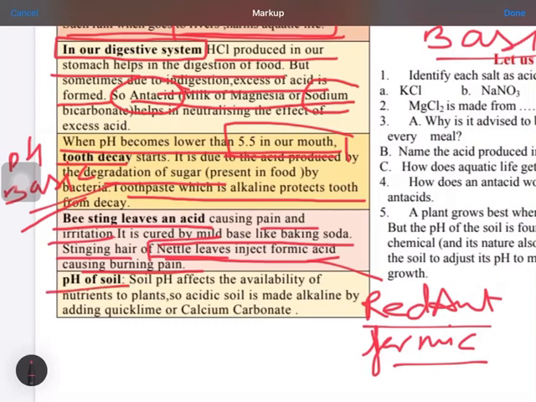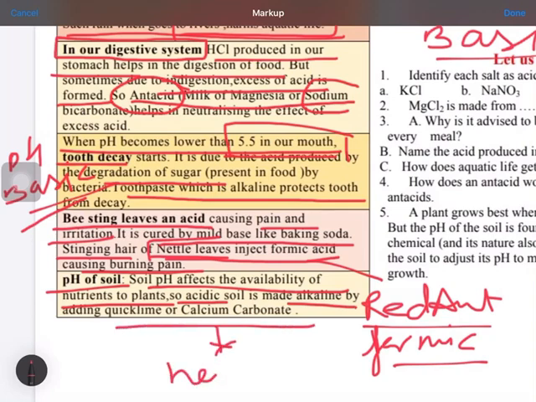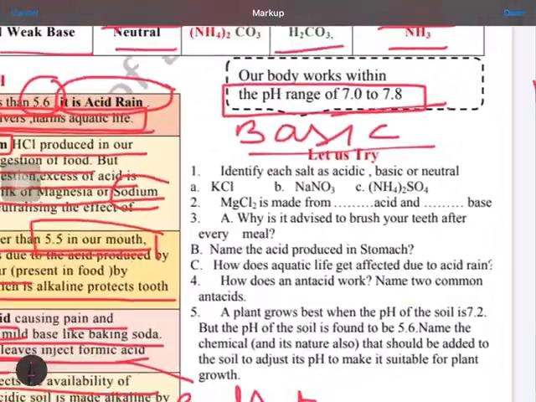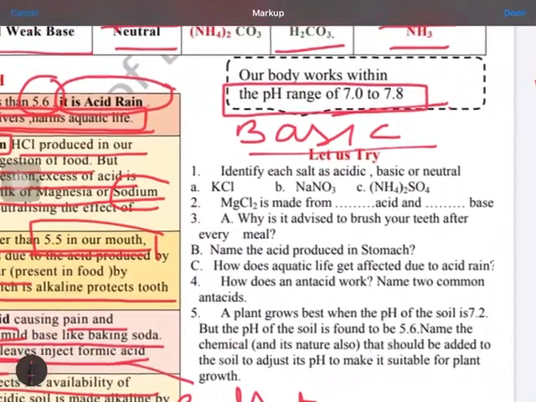pH of soil. As we have studied earlier, the acid rain pH affects the availability of nutrients to the plant. The more acidic the soil, the more harmful, and the more alkaline, it is also harmful. So if the soil is acidic, we can add alkaline substances like quicklime or calcium carbonate to make it neutral. That's why whenever there is acid rain, we have to add calcium carbonate or quicklime to make it neutral. Now let us try some question answers on the basis of this worksheet.